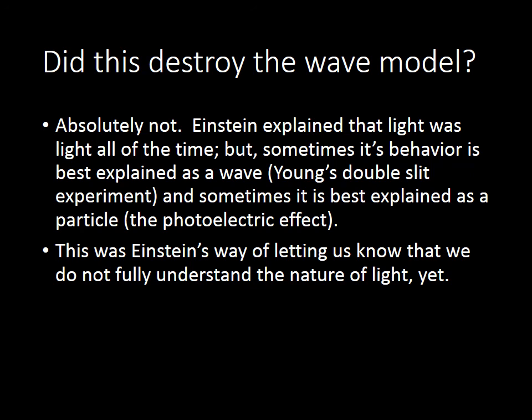So basically, light becomes a Schrodinger's cat. It's two things at the same time. It is both a particle and a wave at the same time. Now, if you think about this, this is really just Einstein's way of letting us know that we don't fully understand the nature of light at this time, that it has some duality.